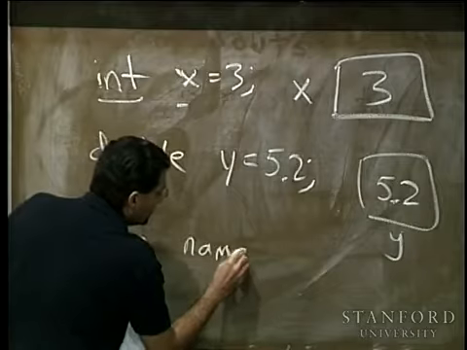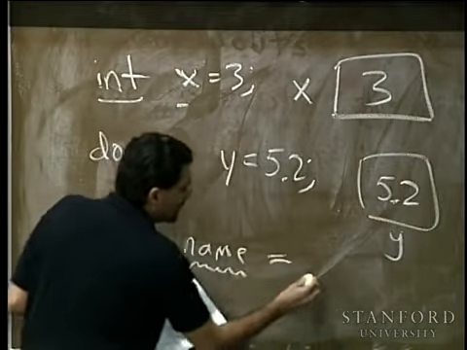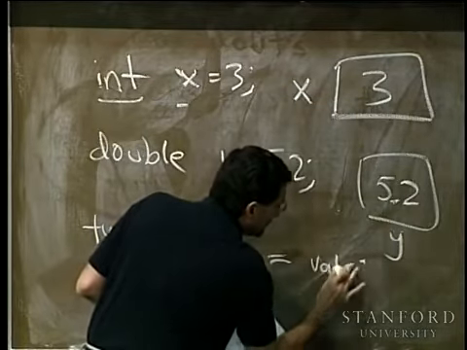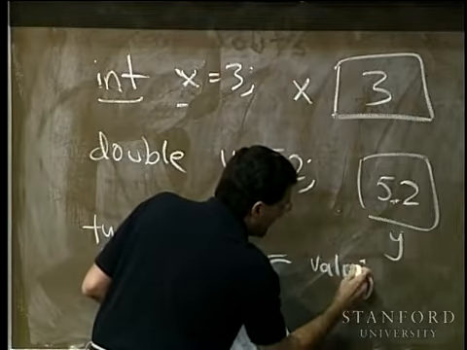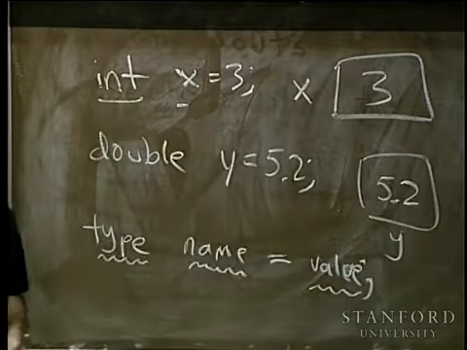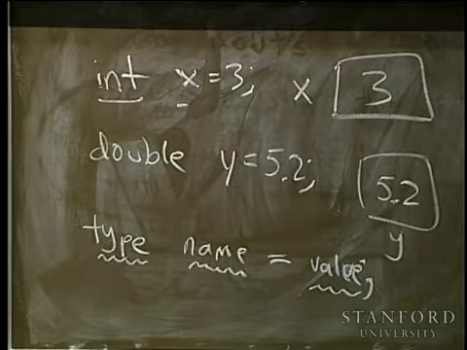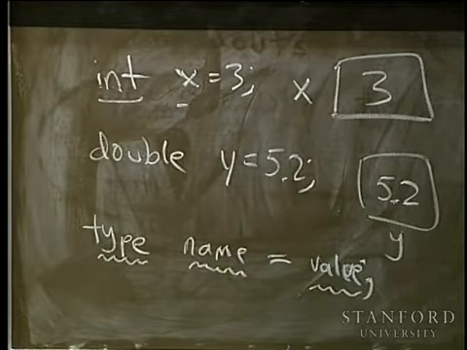The name, and then potentially an equal sign and some initial value, followed by the semicolon. And that's how you do the declaration. And so the question that comes up: where do you actually make these declarations?